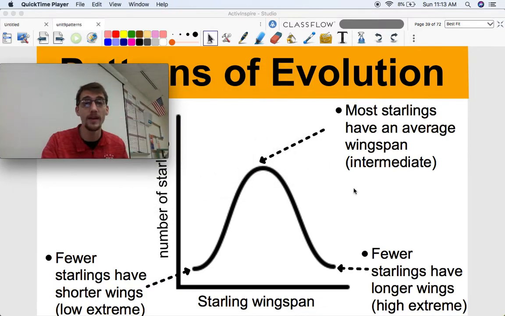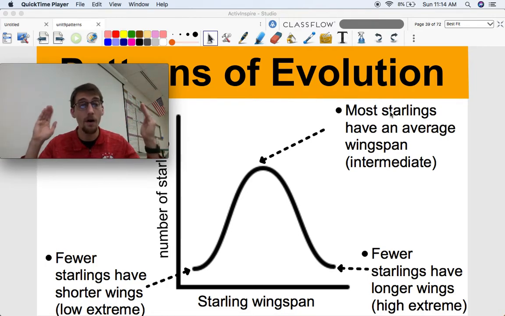And just to reiterate here, I'm pointing out some terms that I'm going to be using for the rest of the video talking about natural selection. So as I said before, most starlings have an average wingspan, or what we call the intermediate. Another term might be the mean, for right in the middle. Fewer starlings have shorter wings, which is what we call a low extreme, and fewer starlings are going to have longer wings, which is what we call a high extreme.